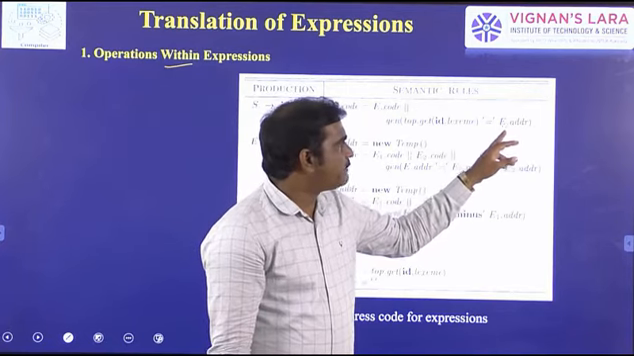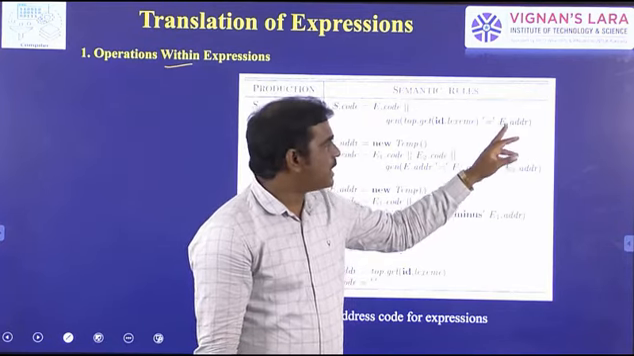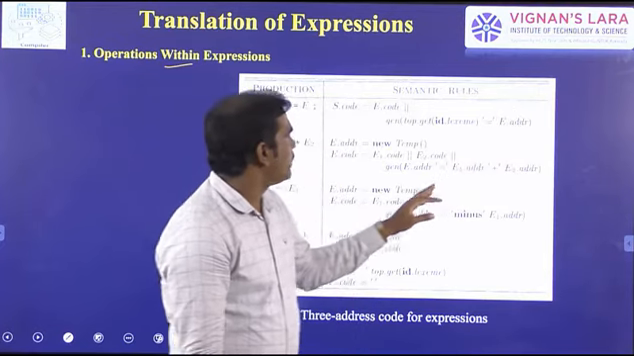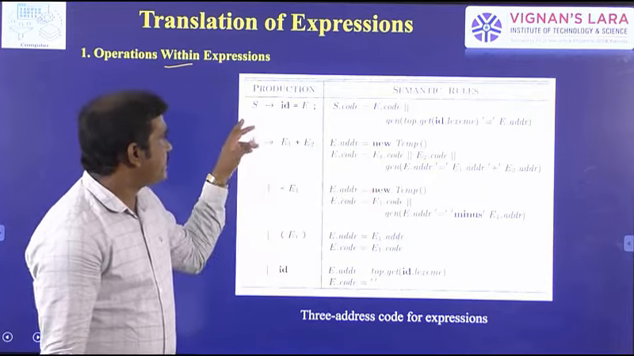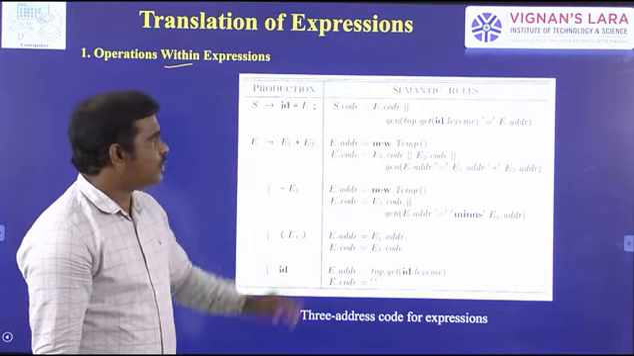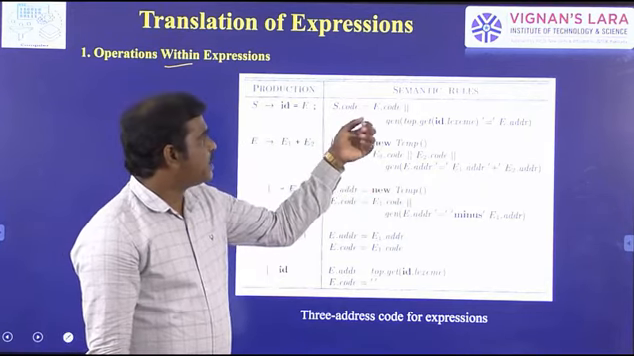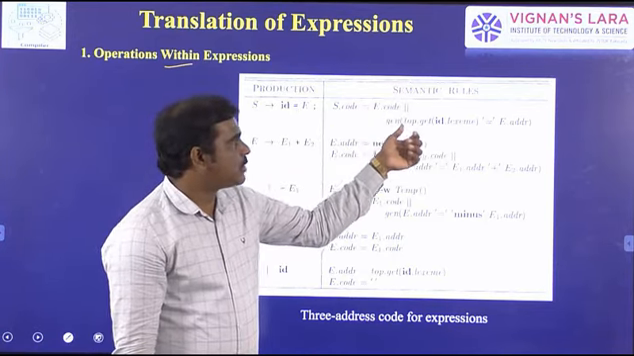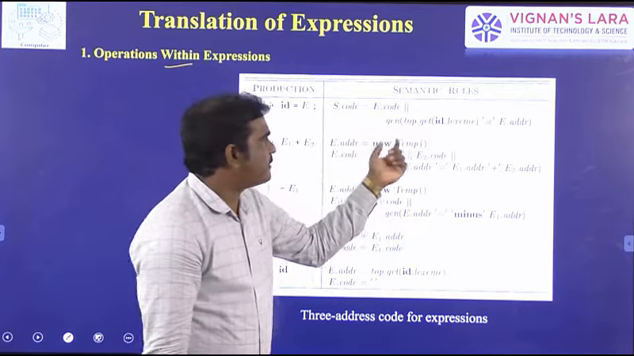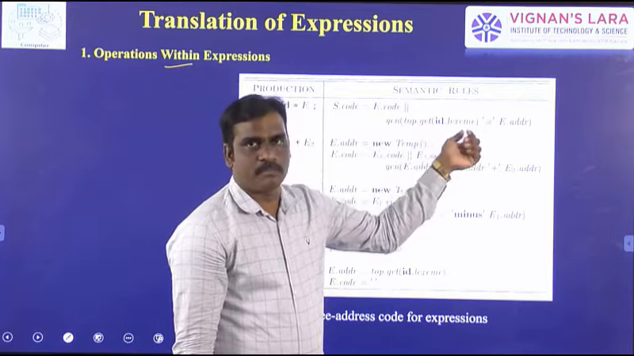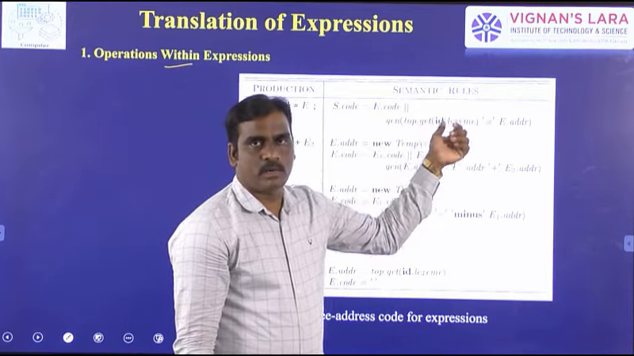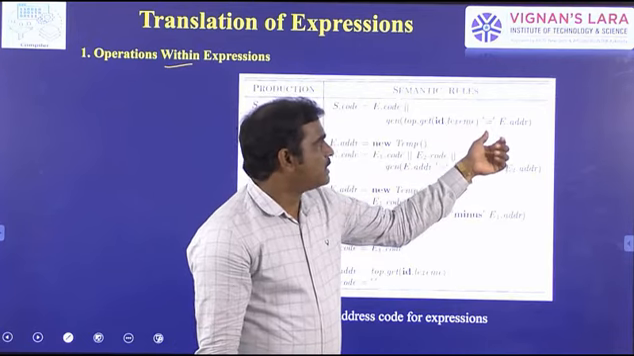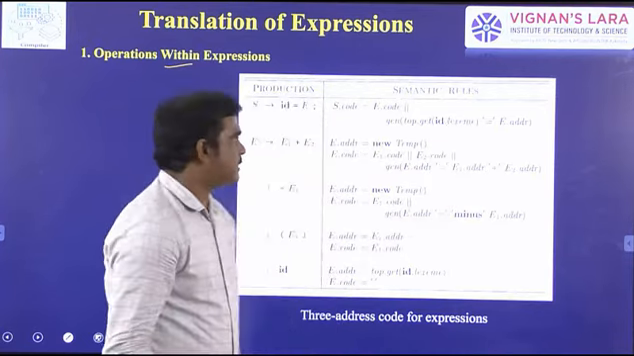The meaning of E.address is that it holds the address of the value of E. Here the first one is S → id = E. The semantic rule is S.code = E.code, and first it will generate top.get, which retrieves the value of id.lexeme, where lexeme is of type integer. And this will be equal to E.address.